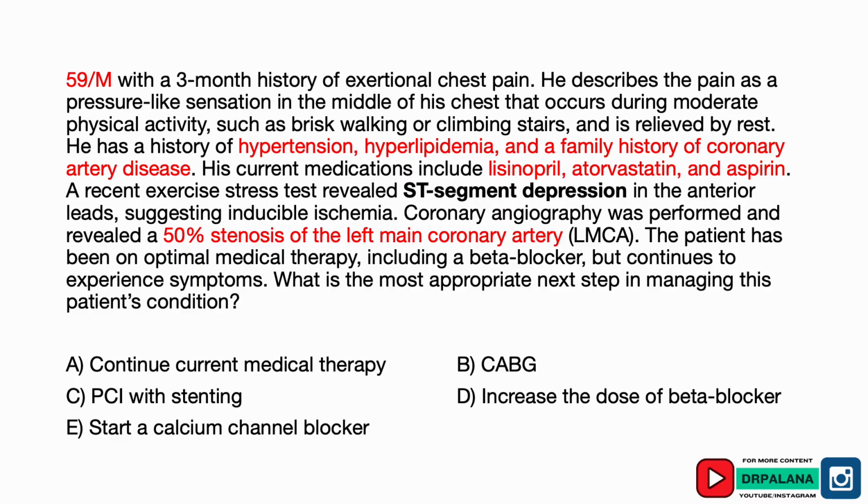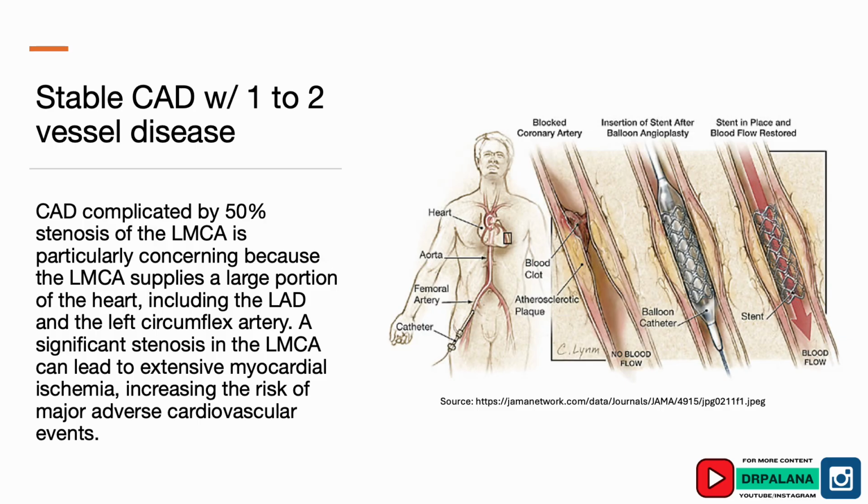The correct answer is C. Percutaneous coronary intervention, PCI, with stenting. This patient presents with stable coronary artery disease, complicated by the significant stenosis in both the left main coronary artery and the left anterior descending artery. A 50% stenosis of the LMCA is particularly concerning because the LMCA supplies a large portion of the heart, including the LAD and the left circumflex artery. A significant stenosis in the LMCA can lead to extensive MI, increasing the risk of major adverse cardiovascular events.